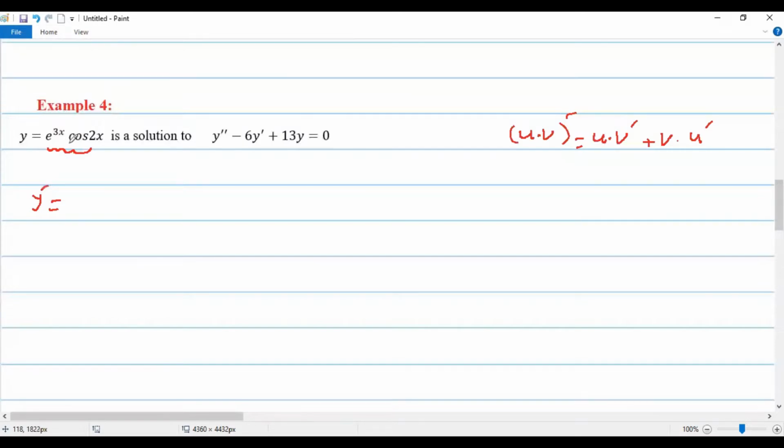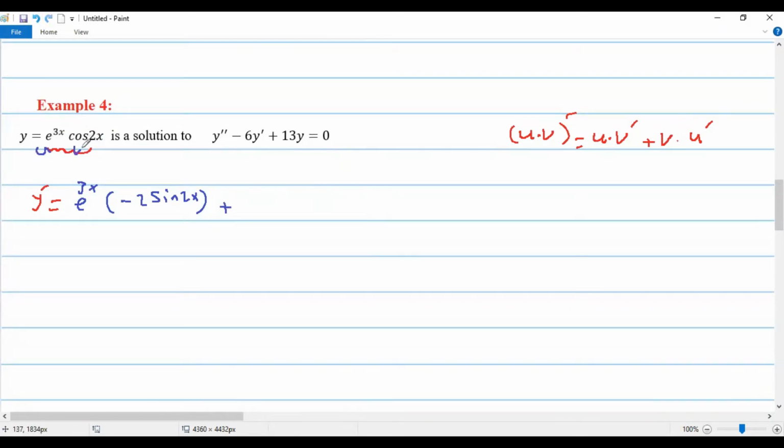The derivative of e cosine: first you have e to the 3x times the derivative of cosine, which is negative sine 2x, times the derivative of 2x, which is 2, so it will be negative 2 sine 2x. Plus what? The second one, cosine 2x. Look at the rule: plus the second one, v. So now this is v, and this is u.